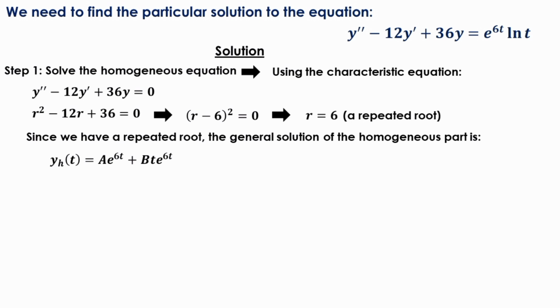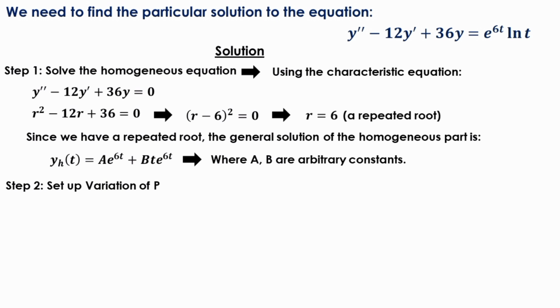Now that we are done with the homogeneous part, let's solve the non-homogeneous part. To solve that, we'll be applying what we call the variation of parameters. So that will lead us to step 2. Here a and b are the arbitrary constants. Now in step 2, let's set up our variation of parameters so that we'll be able to find the particular solution, which is actually what we are looking for.